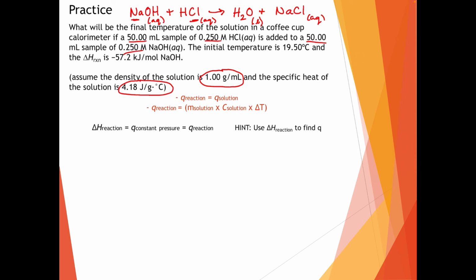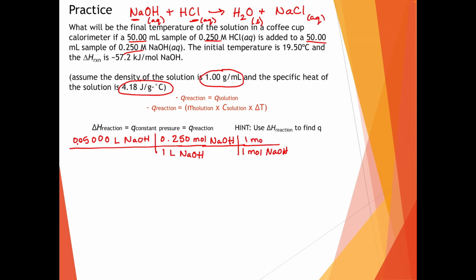I'm just going to use it to calculate moles of water, to see how many moles of water were produced from each one. So we have 0.05 liters of sodium hydroxide. And for every 1 liter of sodium hydroxide, this is using the molarity, we have 0.250 moles of sodium hydroxide. And using our balanced chemical equation, for every 1 mole of sodium hydroxide, we would produce 1 mole of water. So if sodium hydroxide was limiting, then we would produce 0.0125 moles of water.